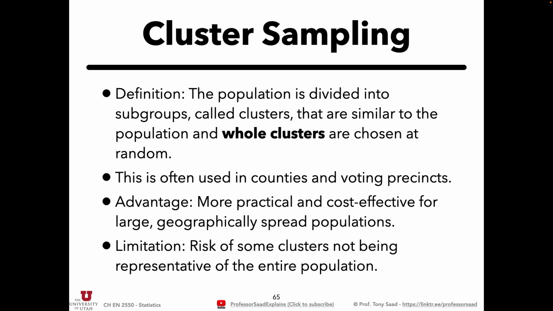Okay? Cluster sampling. So the hardest ones are stratified sampling and cluster sampling because they're very similar. The population is divided into subgroups, just like in stratified sampling, called clusters that are similar to the population, and whole clusters are chosen at random. So this is often used in counties and voting precincts. It's more practical and cost effective. We'll see a couple of examples next. And it risks that some clusters are not representative of the population.